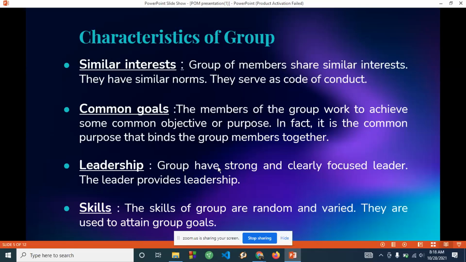Leadership. The main point of formation of a group is leadership. If there is no leader, or there is no far-sighted or well-visioned leader, then creation of the group is not worthy. They must have good leadership which is well-visioned, so that the leader can lead towards the target or goals of the organization. The leader provides the leadership. Skills vary from person to person. Every person does not have the same skills, so the skills of the group are random and varied. They are used to attain the group goals. So skills are also very important. So these are the characteristics of group formation.